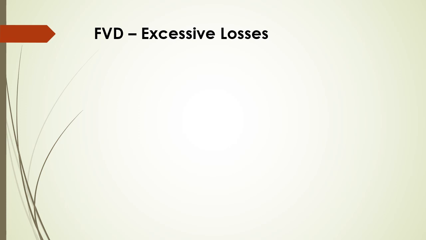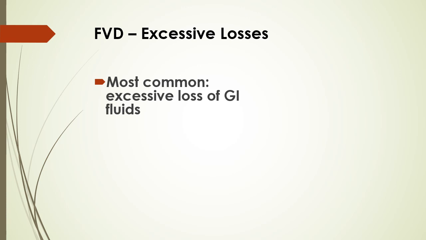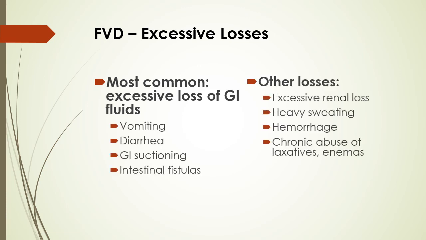Sources of these excessive losses. The most common is from the GI tract. It can be because of vomiting, diarrhea, GI suctioning, or intestinal fistulas. The other places we can lose it are a little bit harder to track.